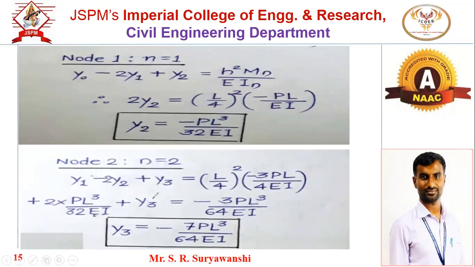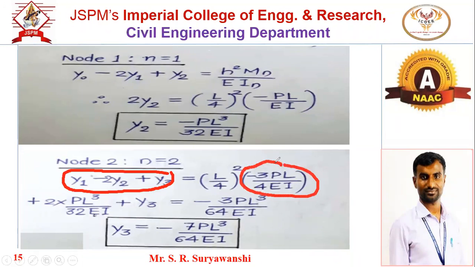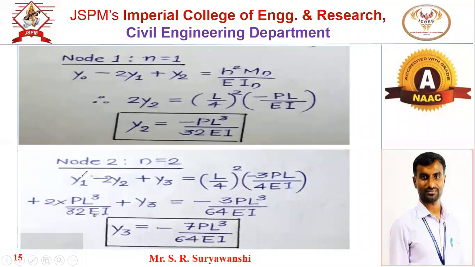So if you see the left hand side term, it will be y1 minus 2y2 plus y3 is equal to h square M divided by EI. But that M by EI value we have to consider for the second node, and for the second node the value is 3/4 PL by EI. The value will be minus, as it is the cantilever beam, bending moment is negative. Now here in this left hand side equation, y1 will be again 0, so due to the fixed end, deflection will be 0, and minus 2y2.